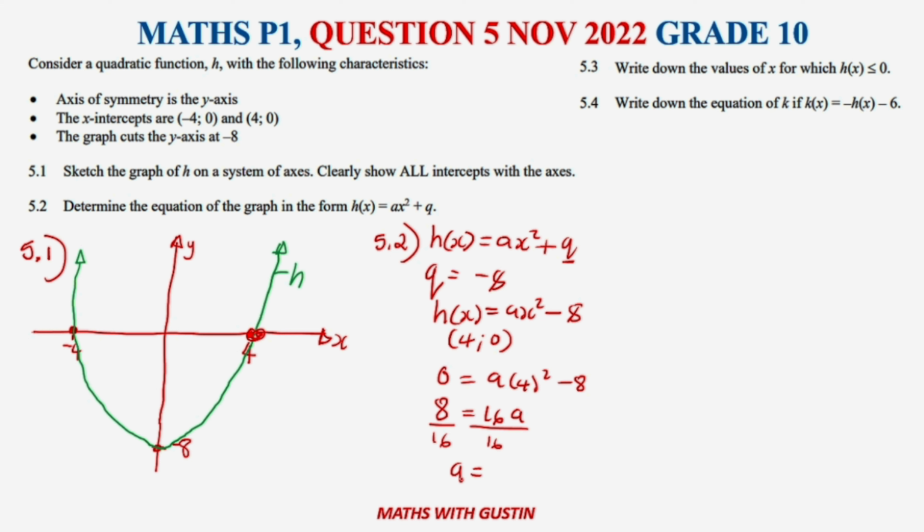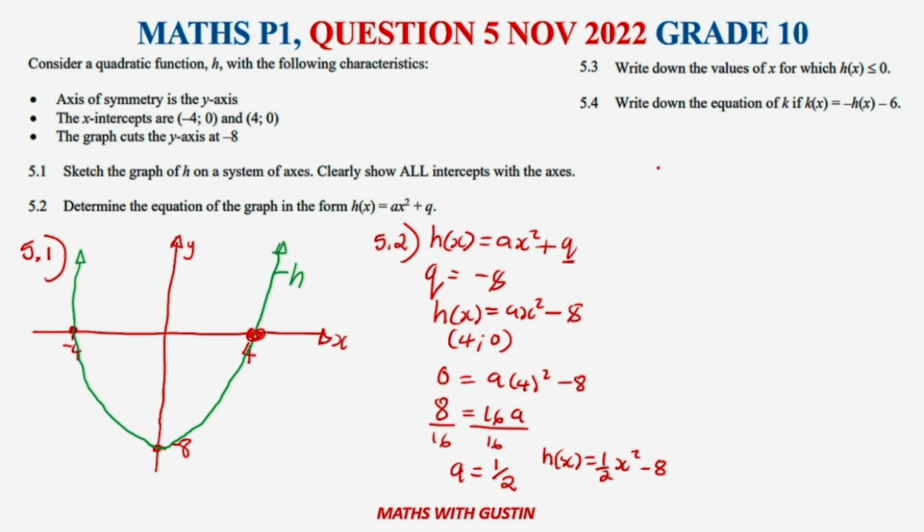As expected, because this is a smiling graph, we expect that a would be a positive number. Therefore, a is going to be 1/2. Then we're going to finish off. We're going to say our equation is therefore h of x is equal to half x squared minus 8. And that's how you would deal with this one.